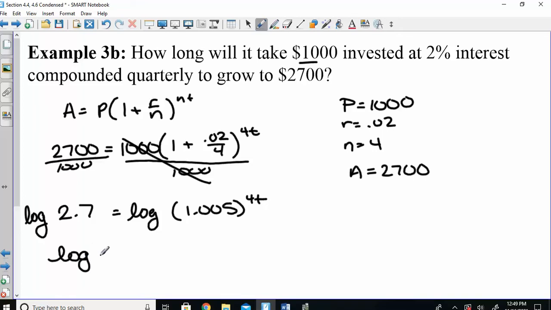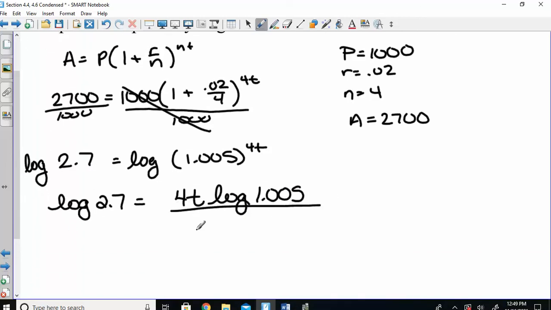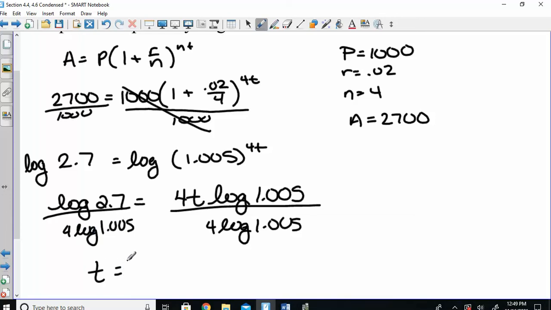Okay, so we have the log of 2.7 equals, that exponent comes down, 4t log of 1.005. So now you can divide by the 4 log 1.005. Make sure you put that entire denominator in parentheses when you plug it in.